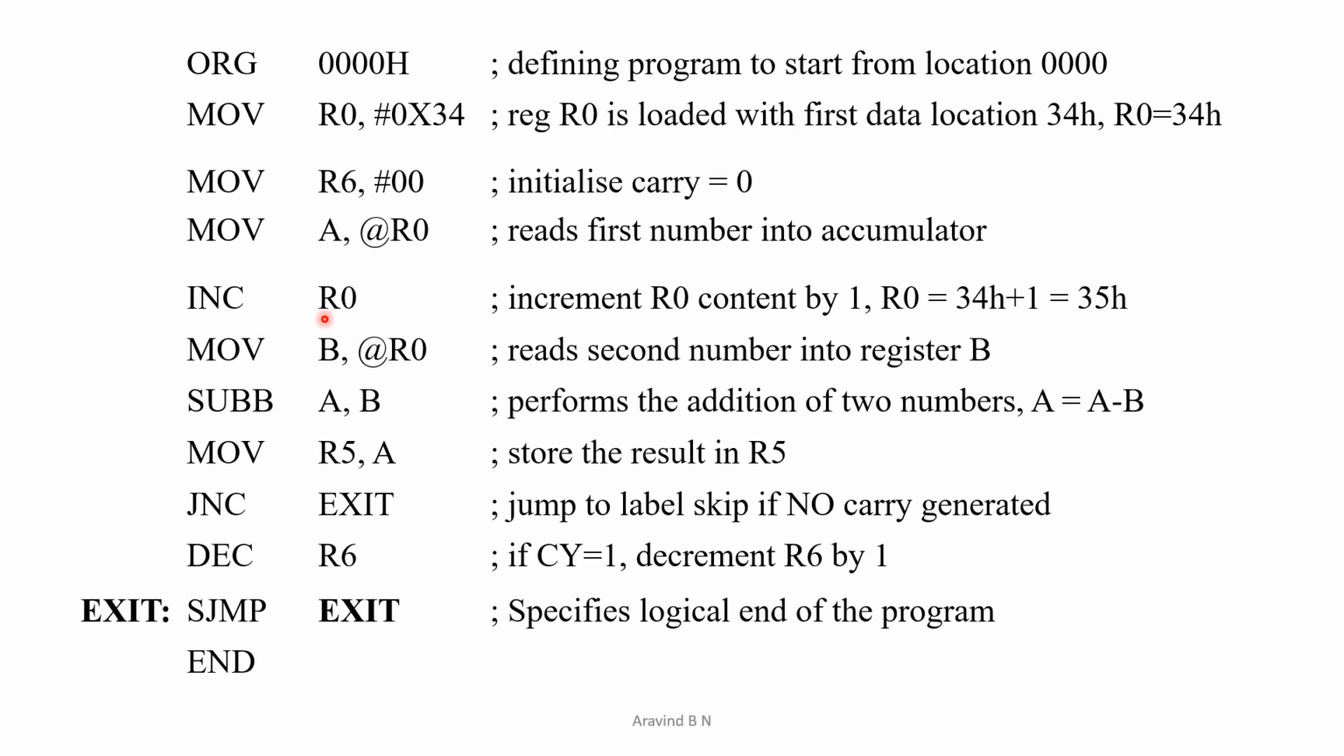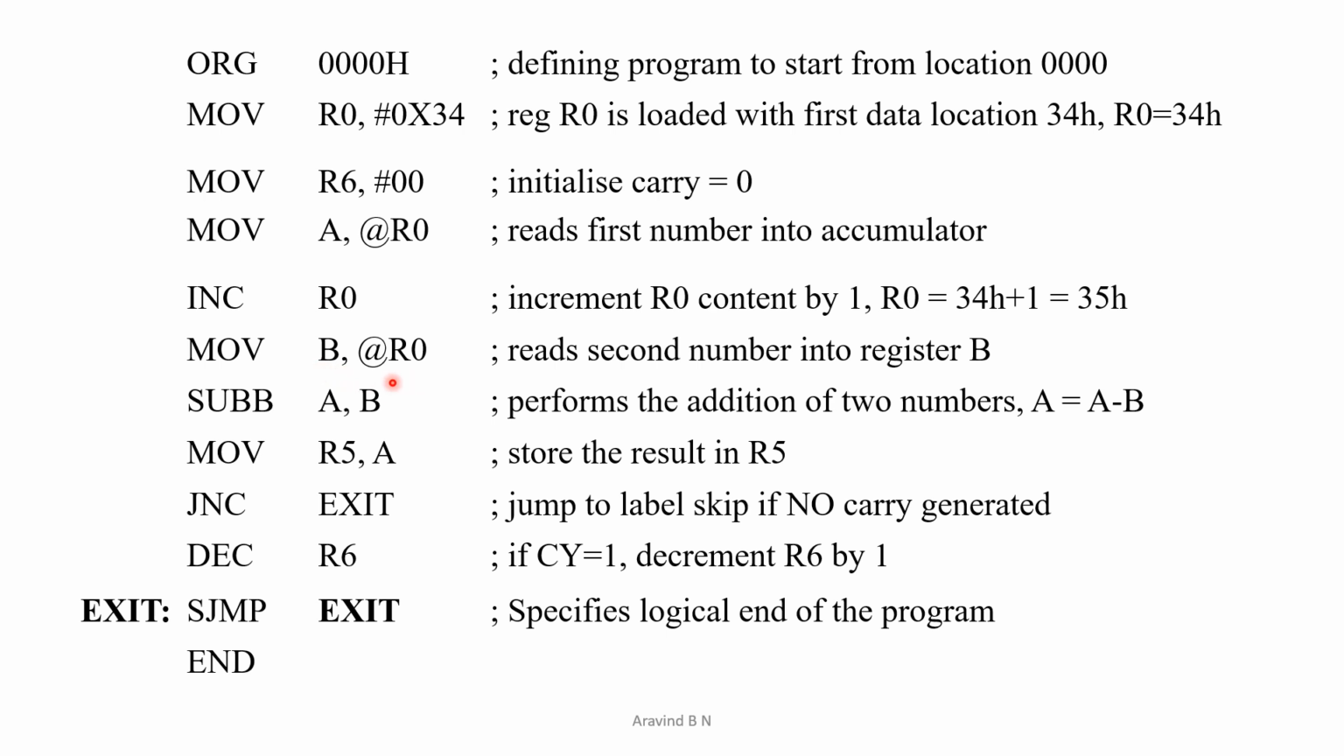Then we need to fetch the data from the next memory location. For that we first need to increment the value of R0 so that it can point to the location 35H. Therefore INC R0. Then fetch the value present in memory location 35H to the register B, that is MOV B, @R0.